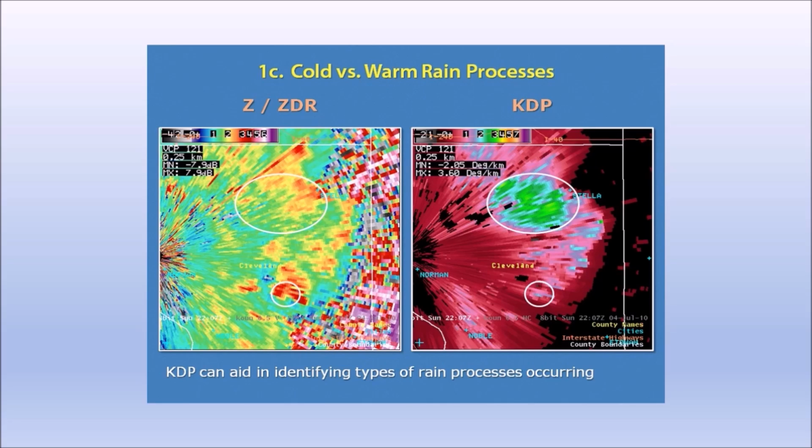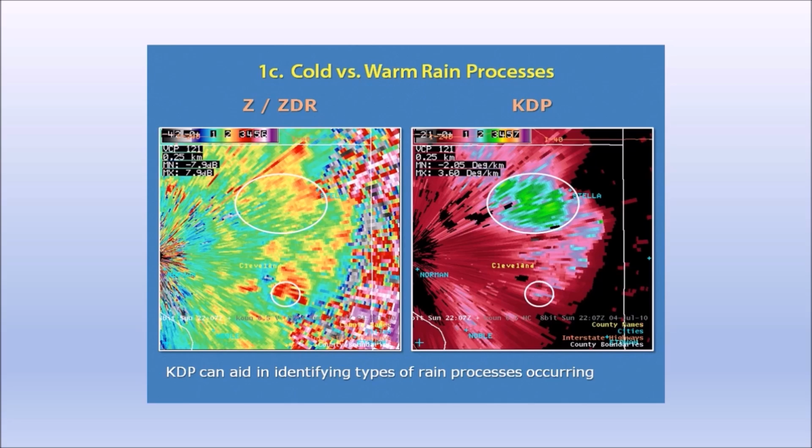Remember from the ZDR lesson, this tells us the drops to the south are larger in size than the drops to the north. However, if we look at KDP, the higher values are to the north. How does this make sense? How can smaller drops be producing a higher rain rate than larger drops? The answer is in the concentration of the two types of drops.